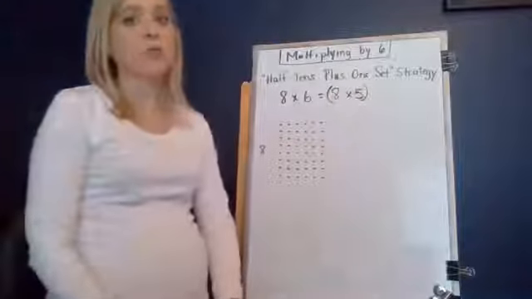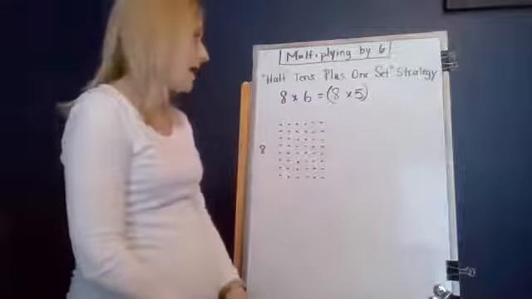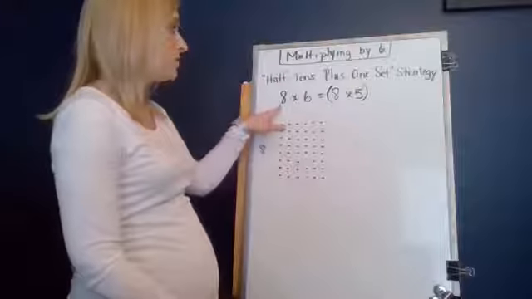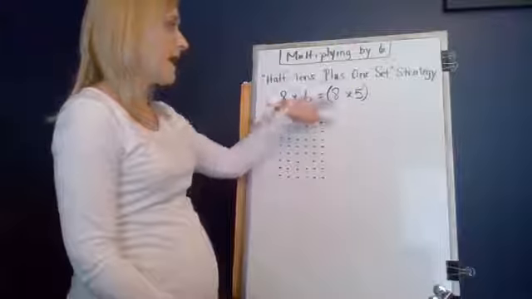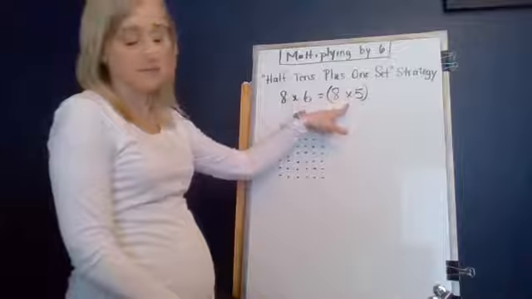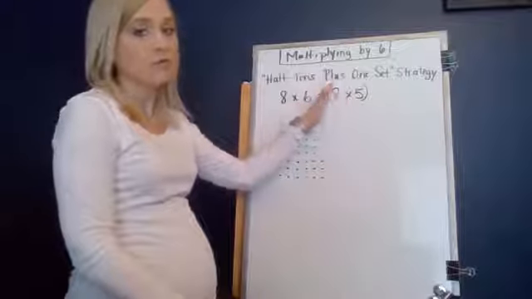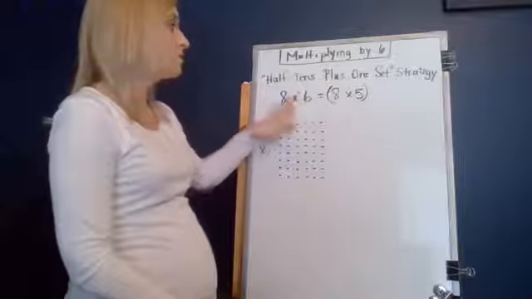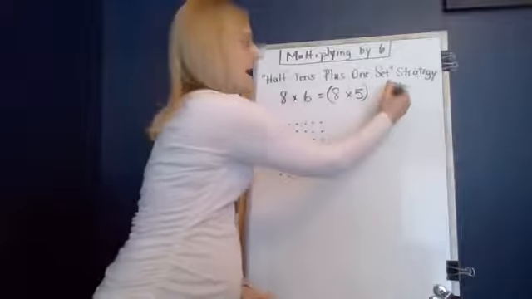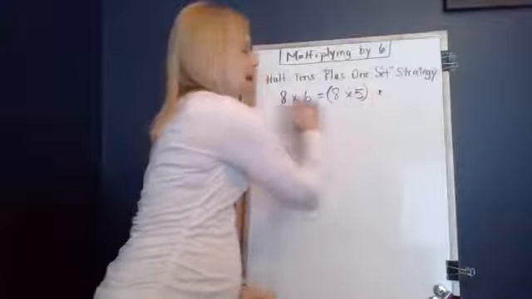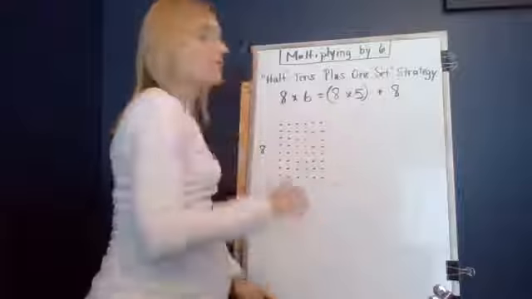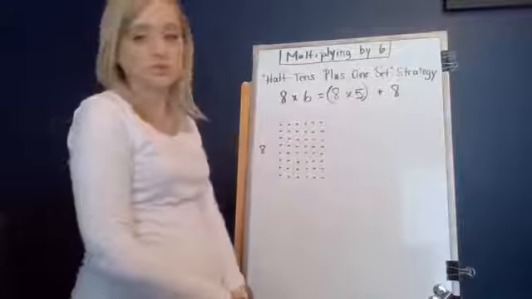But we need to add one more set of 8 to that, okay? Because we just multiplied 8 times 5, and 8 times 6 is not 8 times 5. So in order for it to be equal to this side, we're going to have to add another set of 8 to that. So that in all, we have 6 groups of 8.